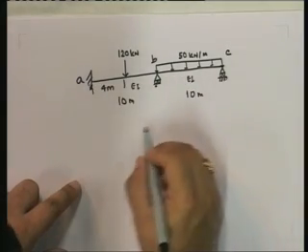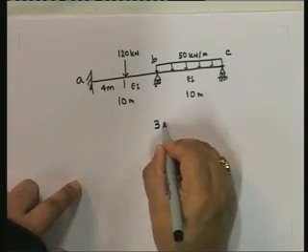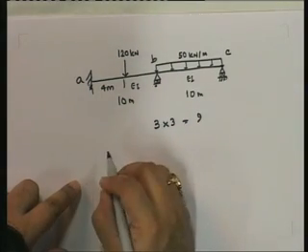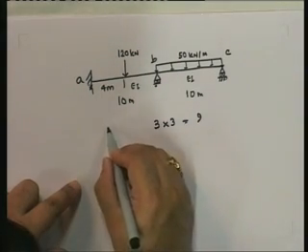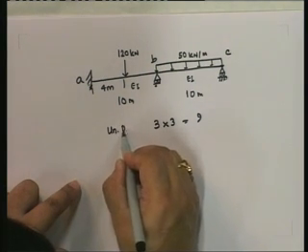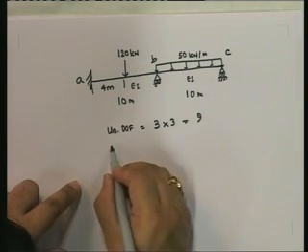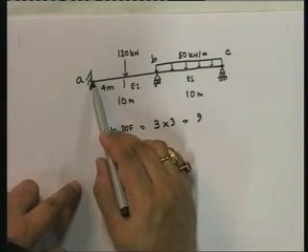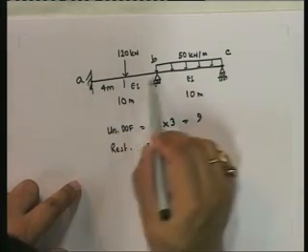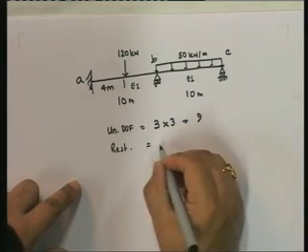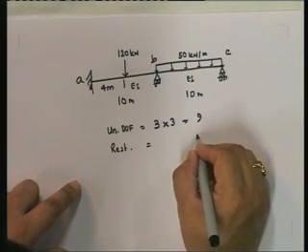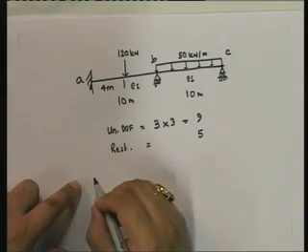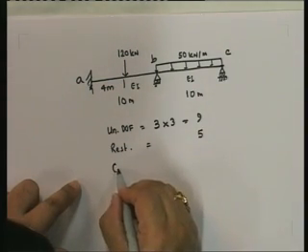1, 2, 3. So 3 joints into 3, 9. How many restraints? So these are the unrestrained degrees of freedom. Restraints are 3 here because it's fully fixed, 1 here and 1 here. So that is 5. Okay. And then we have constraints.